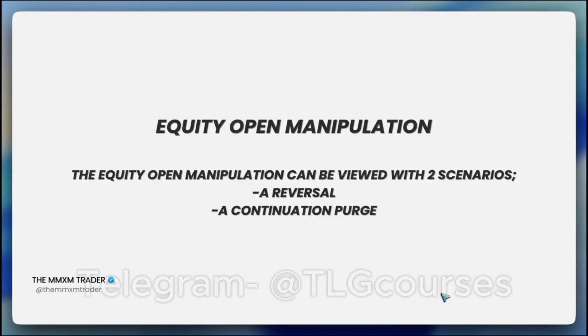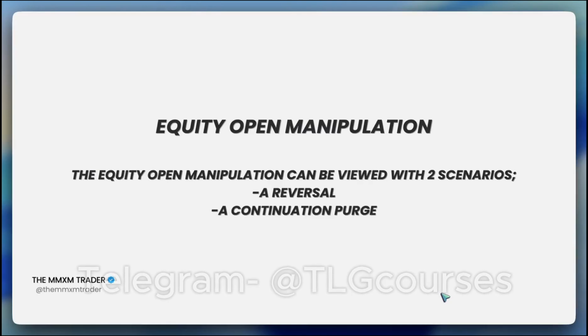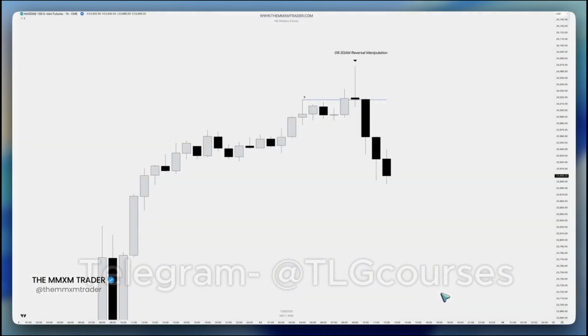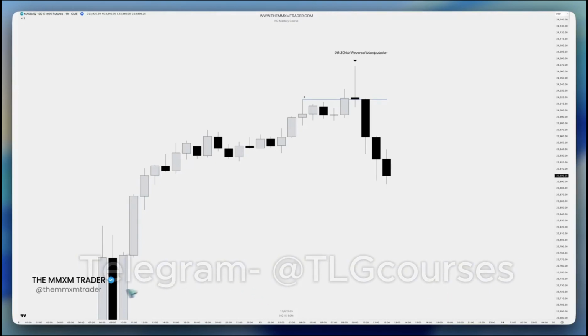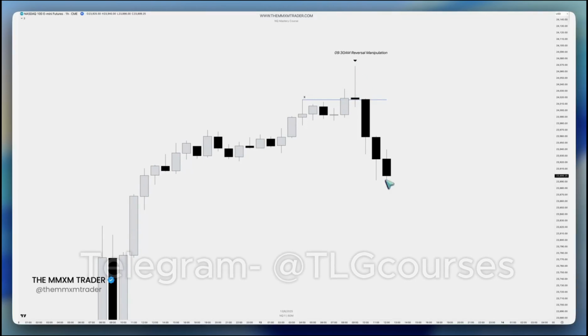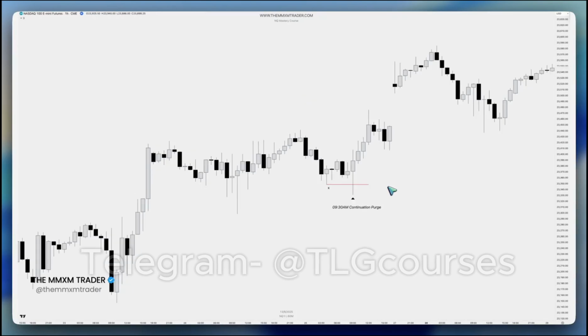Equity open manipulation. The equity open manipulation can be viewed with two scenarios: a reversal, a stop hunt reversal, or a continuation purge. Here is an example of 9:30 a.m. as a reversal manipulation. So we're bullish, and then we see 9:30 a.m. as a reversal manipulation here. That's one of the two profiles.